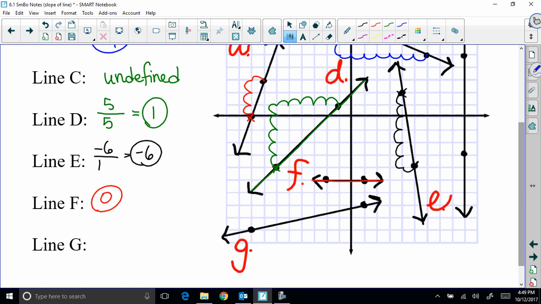And then lastly, line G. So I'm going to start at this point right here. And I would have to go up, 1, 2. So that's 2 on top. And then I would run, 1, 2, 3, 4, 5, 6, 7, 8, 9. And again, I went up, so that's positive, and I went to the right, so that's positive. And if you notice, our line is going uphill, so that should be a positive slope. And I can't reduce that, so my slope stays 2/9.